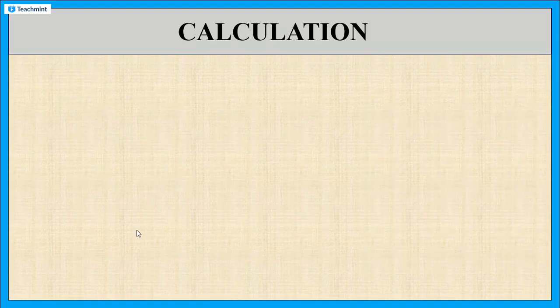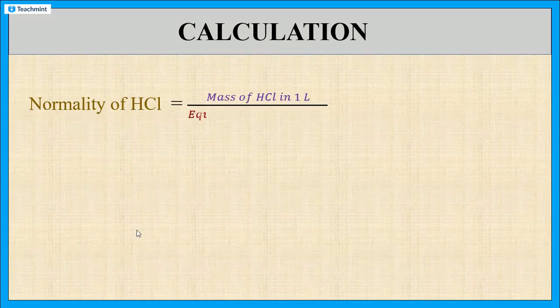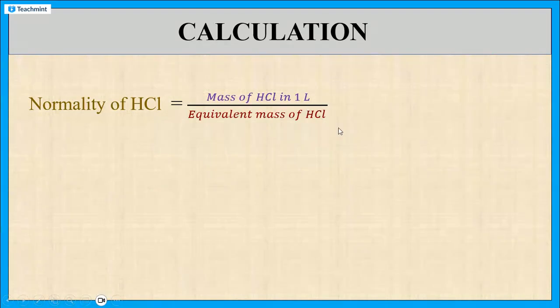Now we have to calculate the normality of HCl. For that, we have the formula normality of HCl is equal to mass of HCl in 1 liter divided by equivalent mass of HCl. The detailed explanation regarding this formula is already explained in my previous normality video.